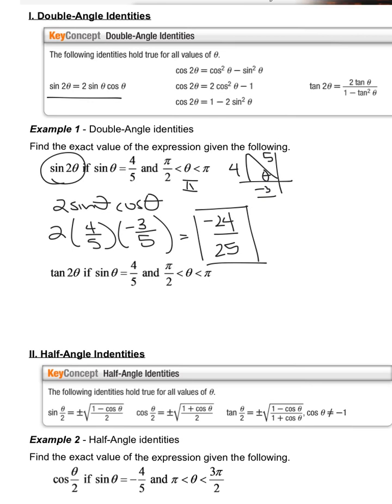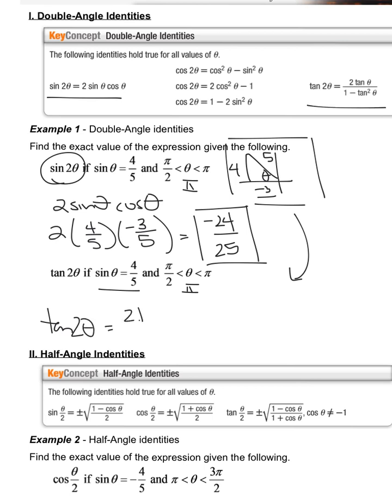If we do the same thing, we're actually going to use the same picture. If you notice, we're still in quadrant 2. Our sine value is still 4/5. So I'm not going to redraw this picture, but we're using the same one for this problem as well. When you look at the tangent formula, the tangent of 2 theta is right up here, 2 tangent theta over 1 minus tangent squared theta.